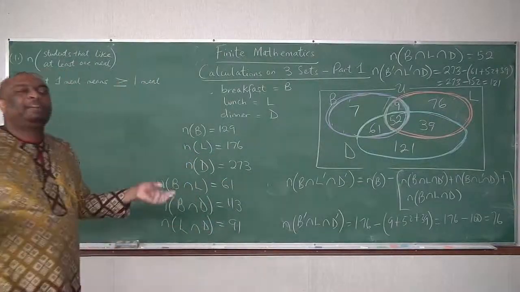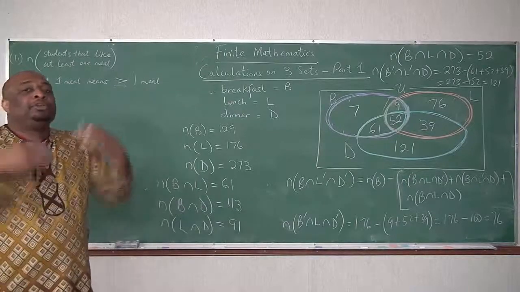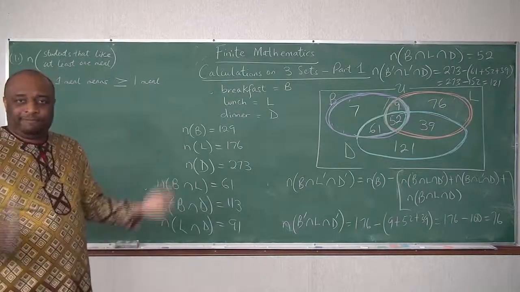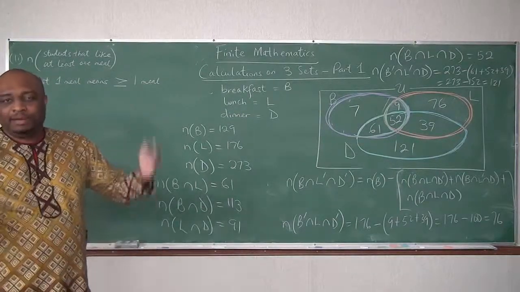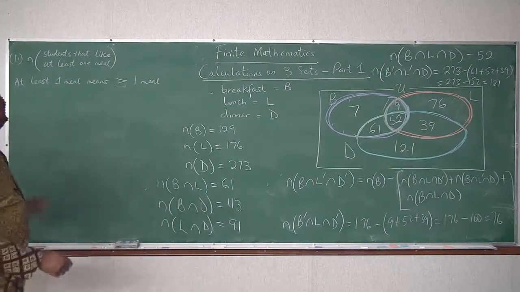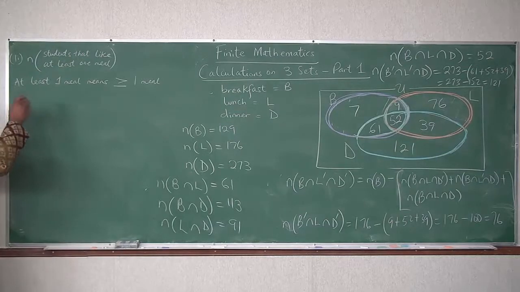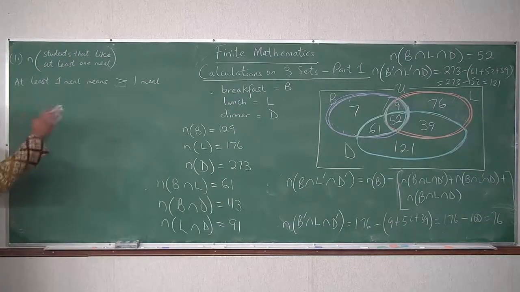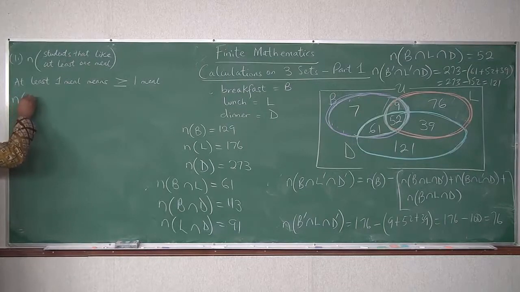If I say, can you give me at least $5? You can give me 5 or more than 5: 5, 6, 7, 8, 9, 10. Okay, now let's find those who like only 1 meal. The cardinality of those who like exactly 1 meal.